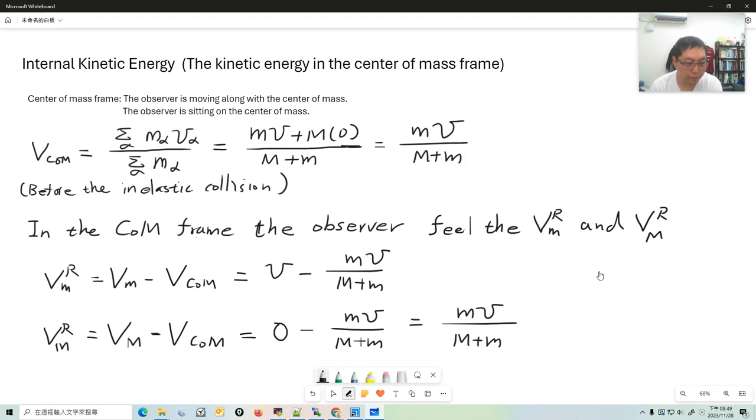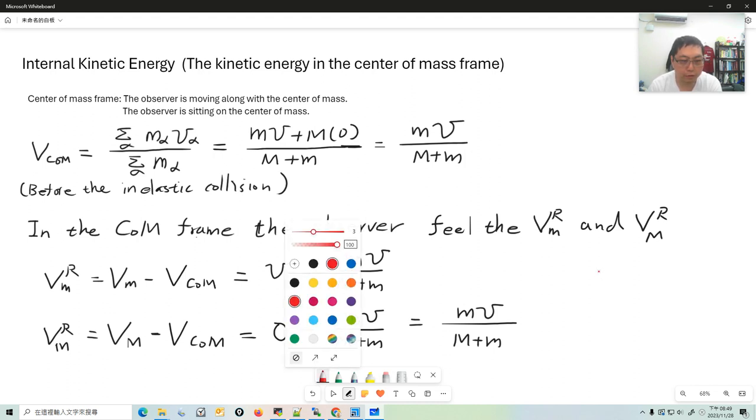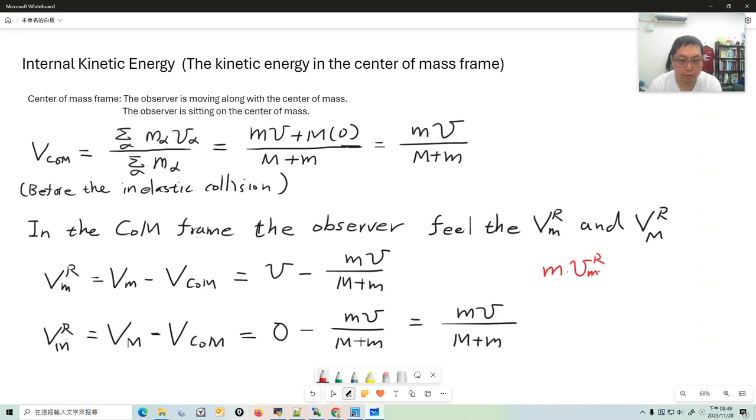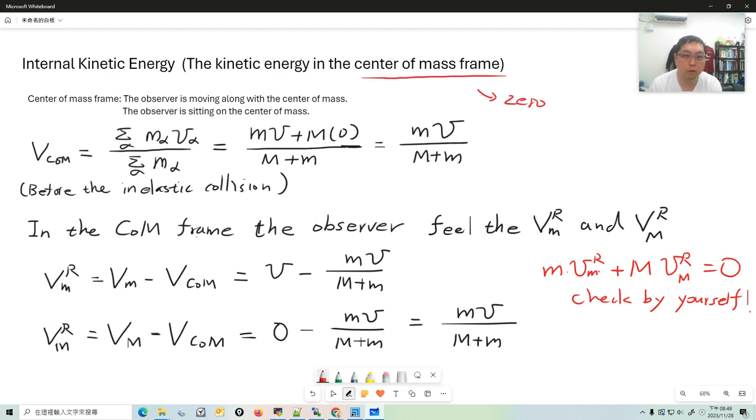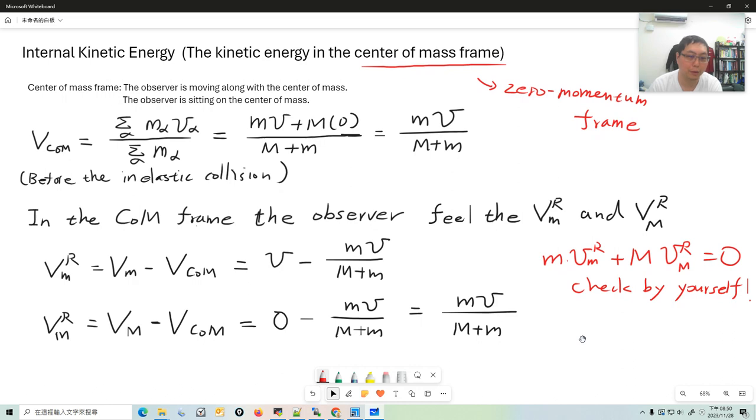You can check by yourself that small m times the relative velocity of small m plus capital M times the relative velocity of capital M is equal to zero. It's easy to check. It must be zero. The center of mass frame is also called the zero momentum frame. In that frame, the total momentum is zero. You check by yourself; I don't want to check this here because we don't have much time.